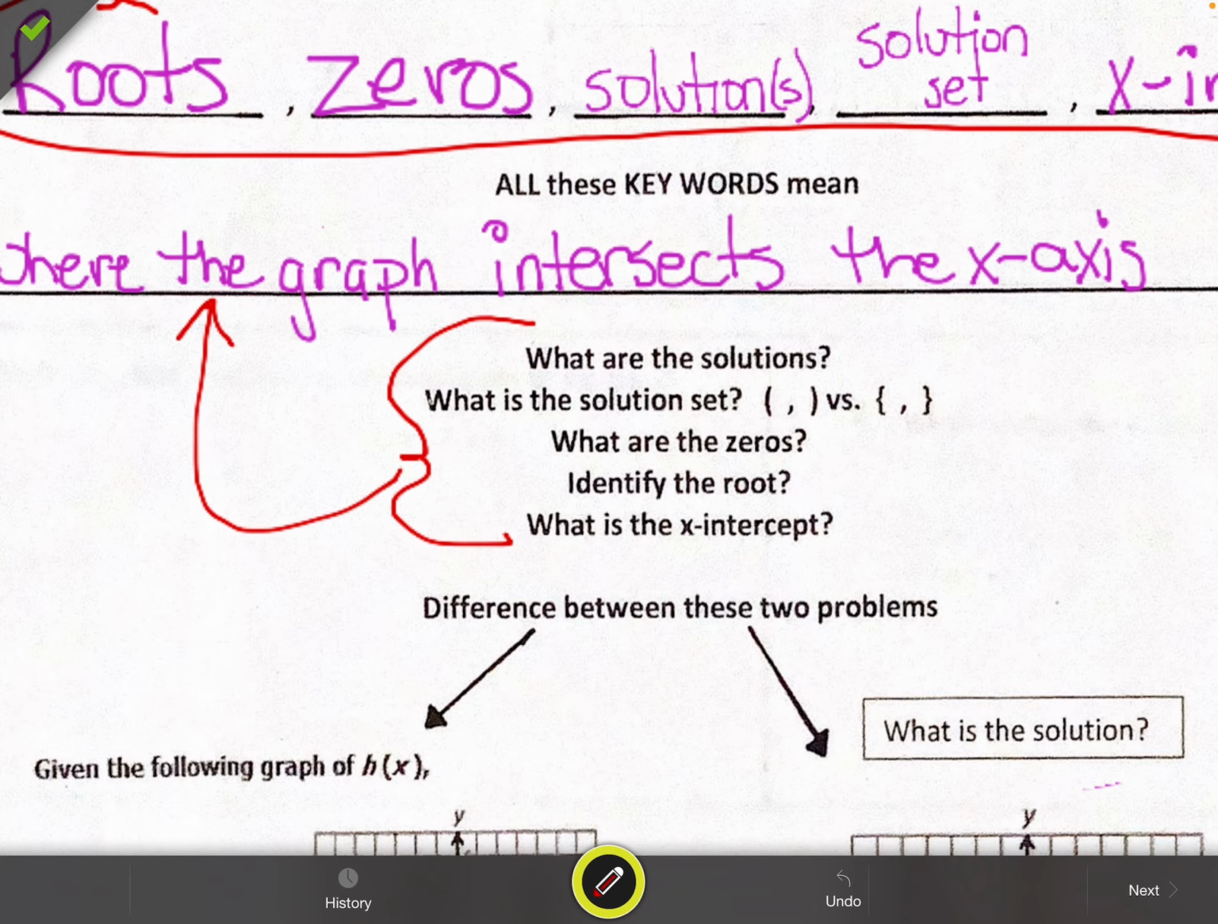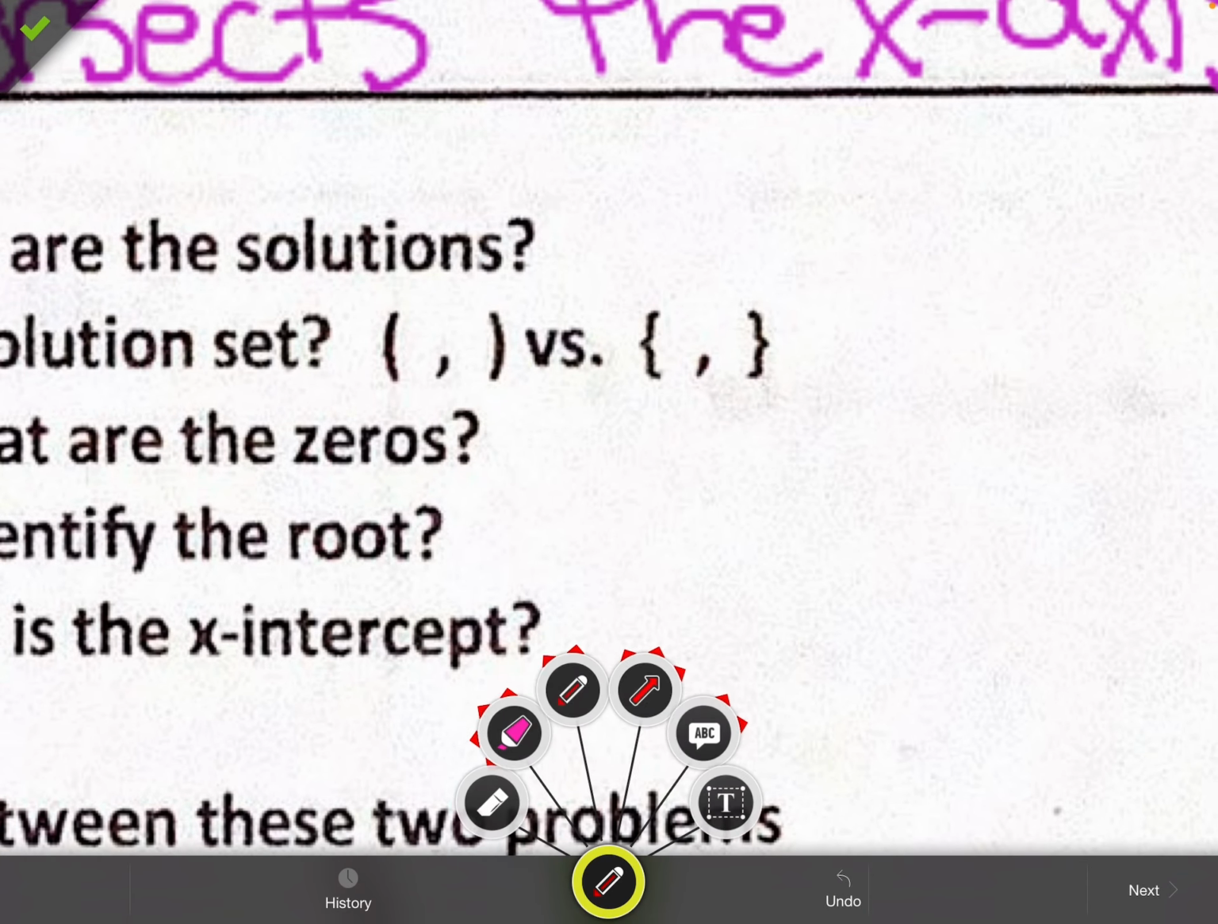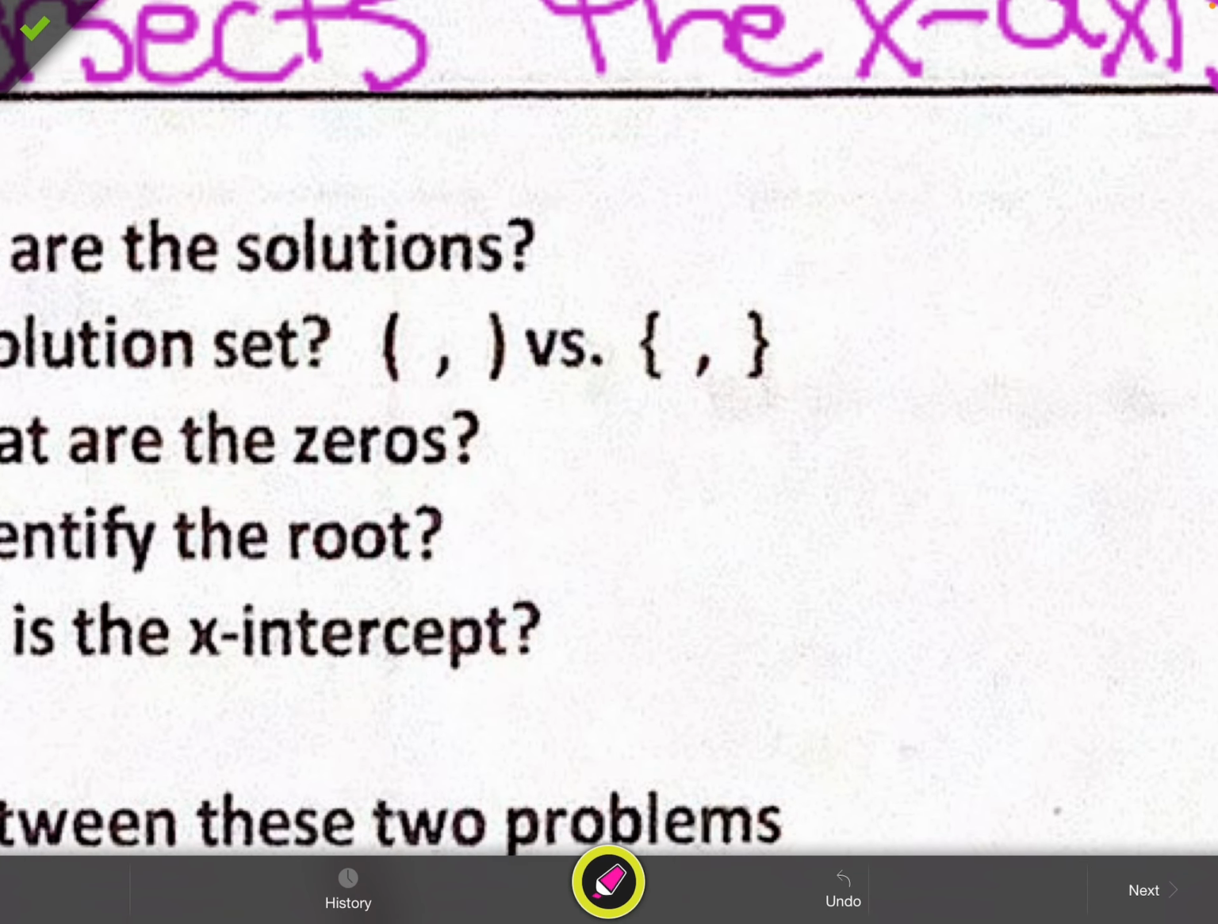Okay, and that's why we try to get you guys to memorize roots, zeros, solution set, x-intercept mean all the same thing. Now, there are two things you got to be careful of. Okay, and it's this right here. These two things mean two very different things.